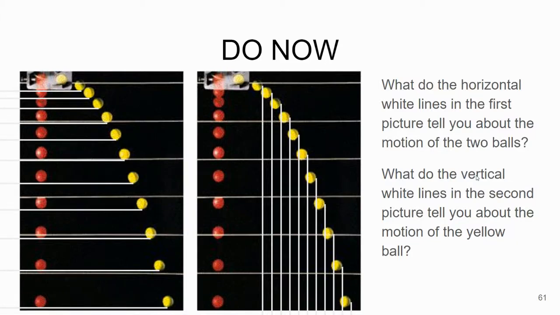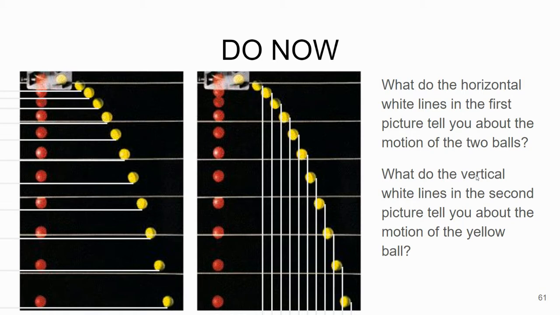This is the third part of the chapter 3 slides, and this should be a very short little video because there's only 2 slides to get through, and we're just reviewing things. So, if we're looking at this, what do the horizontal white lines in the first picture, the picture on the left, tell us about the motion of the two balls?